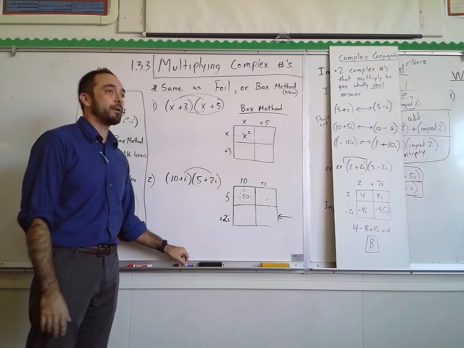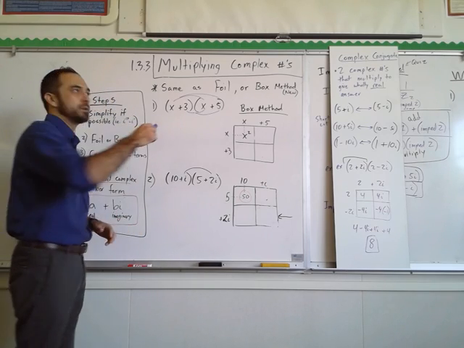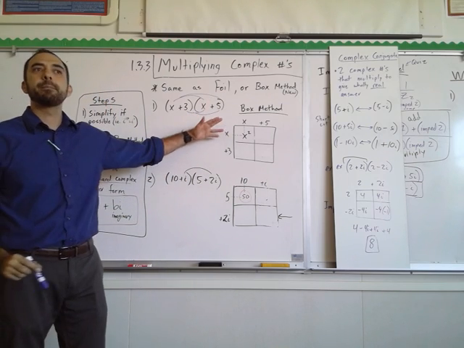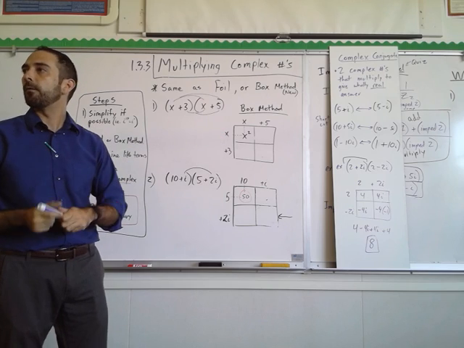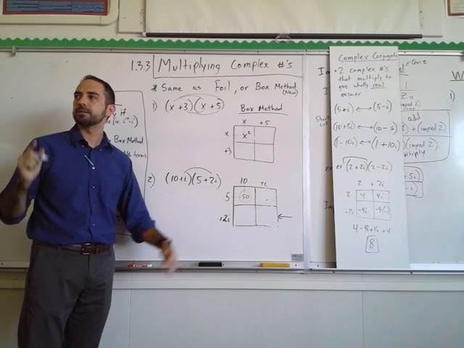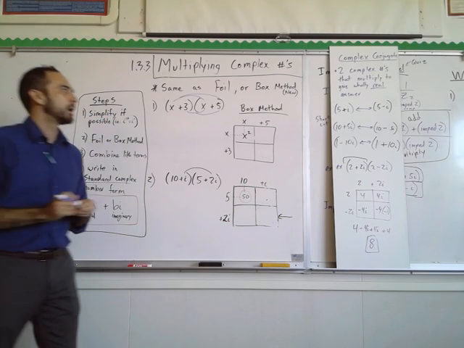As long as we follow our rules, you could do FOIL: first, outer, inner, last, or let's try the box method because that's something new and it's been helpful, especially when we're dealing down here with complex numbers. All right, let's go ahead and do this.